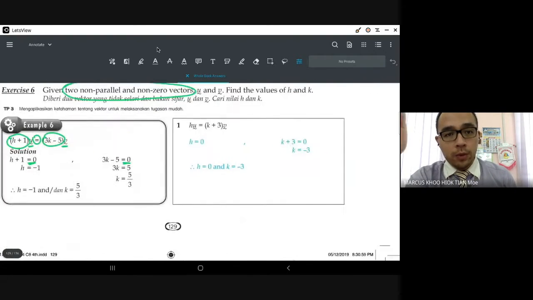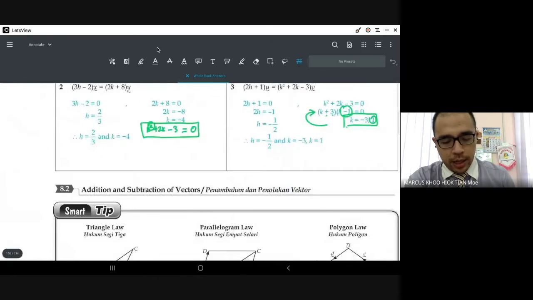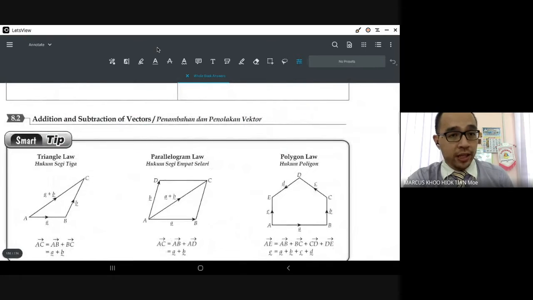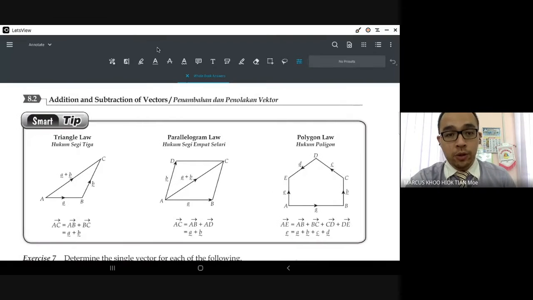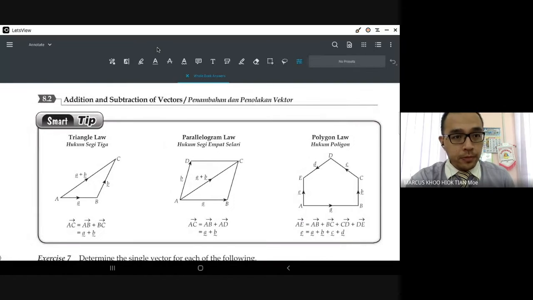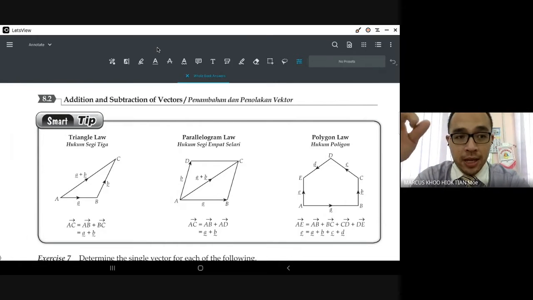Okay, but today what we want to look at is kita mau melihat penambahan dan penolakan vektor. We want to look at the addition and the subtraction of vectors. We want to see what happens when you add vectors or you subtract lah, kita kasih tolak dia punya vector. And for this we use tiga hukum, tetapi sebenarnya dia adalah sama sahajalah.